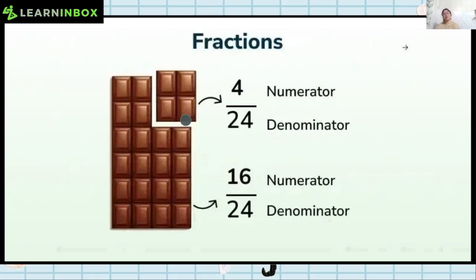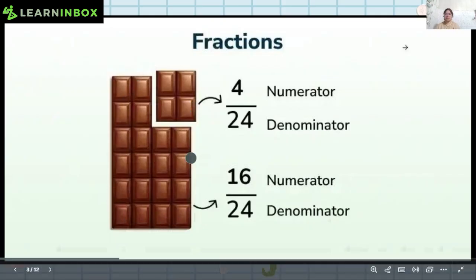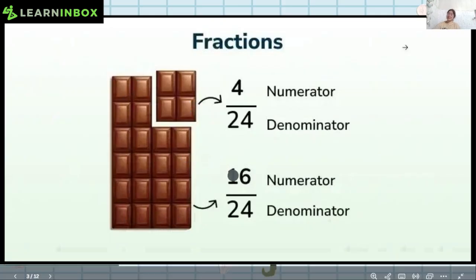So the denominator is the total number of equal parts in which the whole thing is divided, and the numerator is the number taken out from those equal parts. See, 4 pieces of chocolate have been taken out from this chocolate, so 4 will be the numerator, written at the top, and 24 will be the denominator, written at the bottom. The rest of the chocolate pieces were 16, so 16 is the numerator for what is left, and 24 is the denominator. Okay, in this manner you will write numerator and denominator.